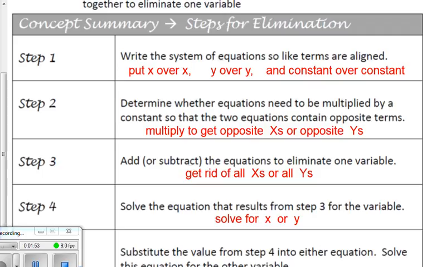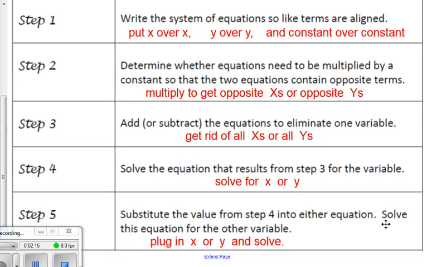Step 4 then, we're going to solve the equation that results from step 3 for the variable. So after we've added our equations together, and they used to have x and y, now they just have x, or maybe they just have y. So you solve for that and get x alone, or get y alone, and then whatever you get there, that is the x value or the y value for your solution. So you'd figure that part out already.